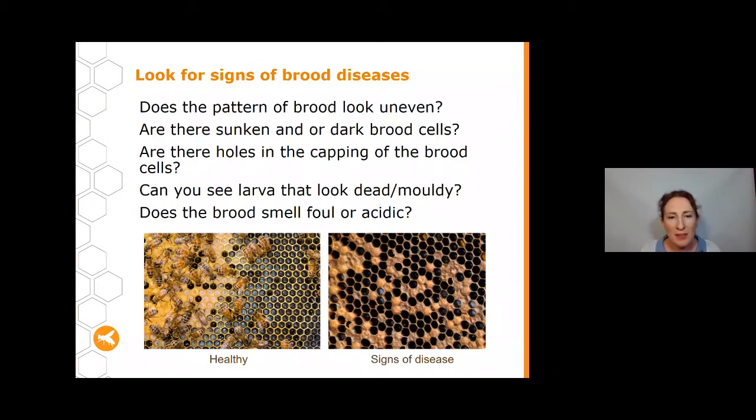First, look at the overall pattern. You can see on the picture in the bottom on the left, we've got a healthy frame with healthy brood. The pattern is that the brood is quite even, moving from more mature through to less mature brood as you go. On the right-hand side, you can see brood that has signs of disease, and it has an uneven or shotgun pattern. And this is a sign that there could be something wrong with your hive and you need to look a bit closer.